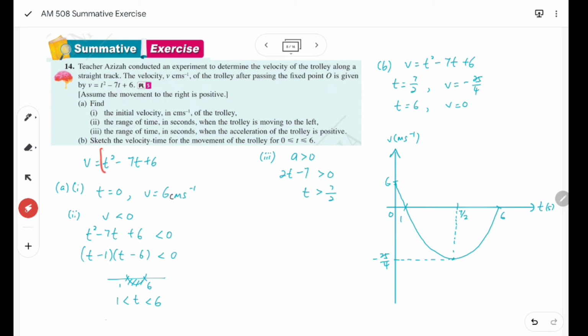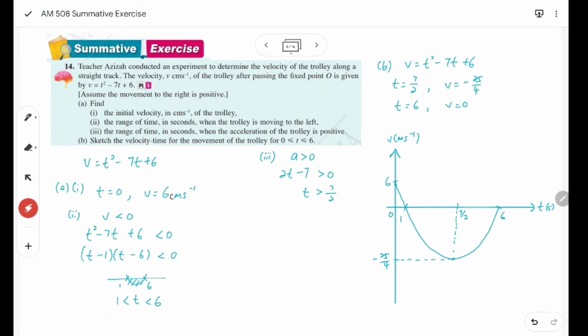So the velocity function, t squared minus 7t plus 6 less than 0, factorized, gives t minus 1 and t minus 6 less than 0. To get the solution of the quadratic inequality, we need to sketch this graph. We have a smiley face because of the positive t squared, with roots of 1 and 6. The part of the expression less than 0 is below the t-axis. Therefore, t is between 1 and 6 seconds.